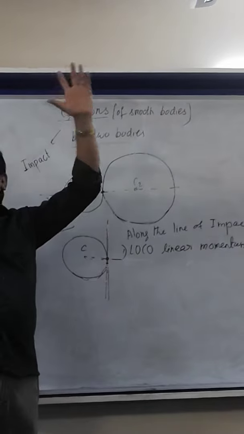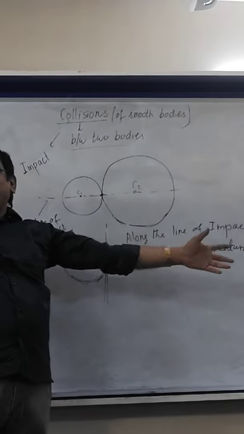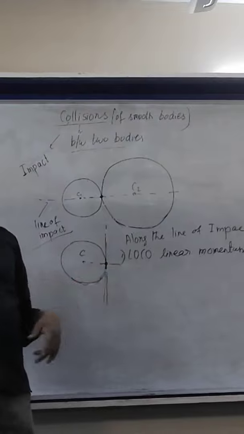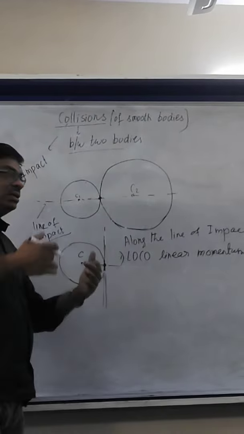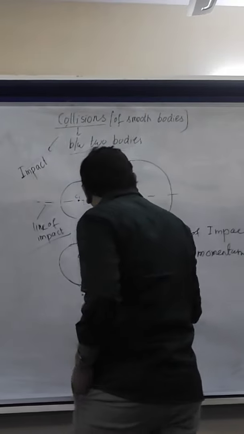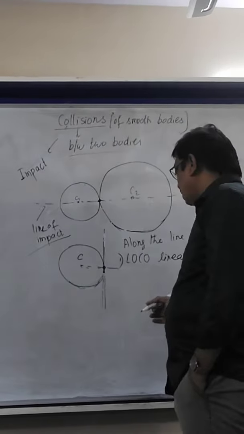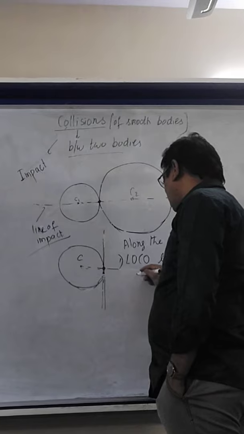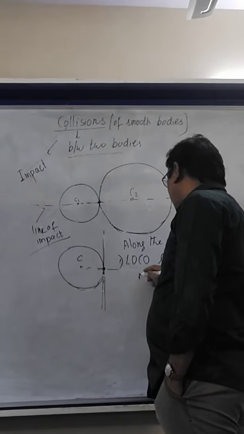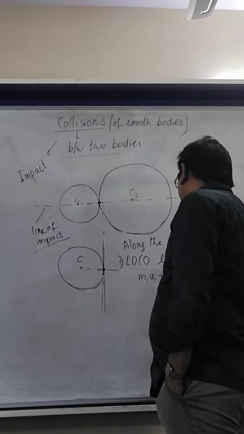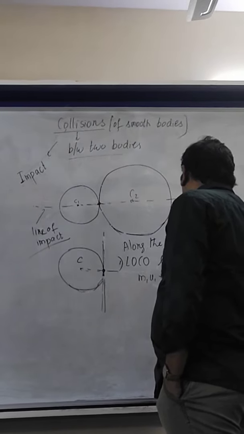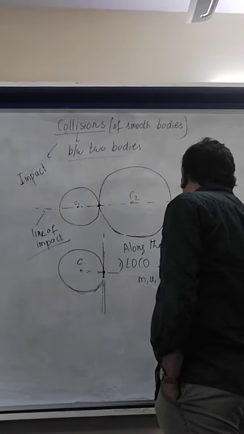This is in the absence of any involvement of a third body, so there is no external force either in this direction or in this direction. So we will apply the law of conservation of linear momentum. If it is a one-dimensional collision, you will have only one dimension: m1 u1 plus m2 u2 is equal to m1 v1 plus m2 v2.